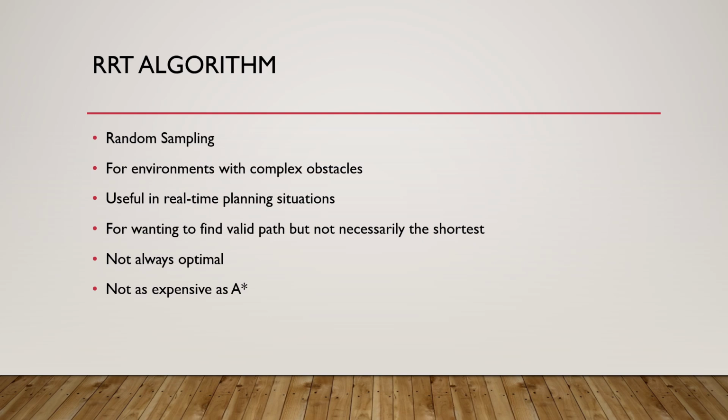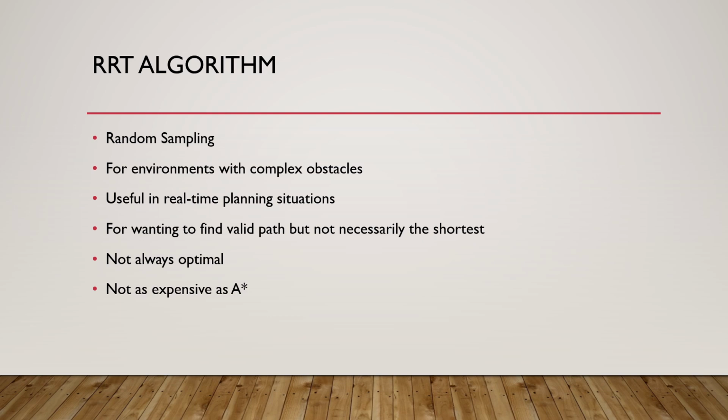The RRT algorithm is much different than A star, in which no sense of a grid-like structure is used. It uses a method called random sampling, which means it constantly chooses a spot on the map that can either be random or have some sort of bias towards more unexplored areas, and I'll explain that in a bit. It is very useful for situations where your robot has to maneuver around complex obstacles, and it's also useful when you want your robot to plan out its path in real time.